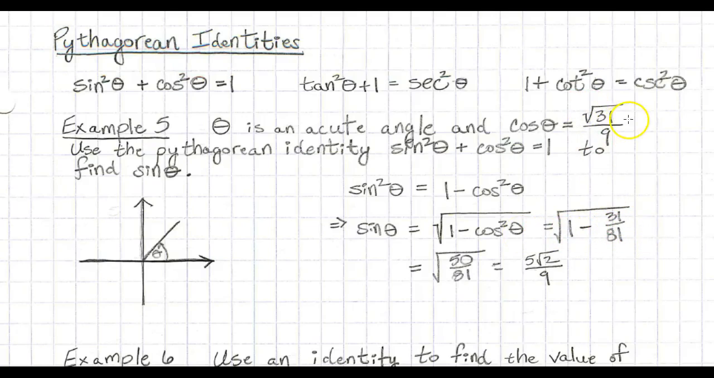So I plug in cosine squared theta. So I square both terms here. I get 31 over 81. So 1 minus 31 over 81 would be 50 over 81. Square root of 81 is 9, so I'm just going to put that. Square root of 50, well, that's the same thing as 25 times 2. So that would be a square root of 25, which is 5 times the square root of 2. So the final answer is 5 square root of 2 divided by 9.